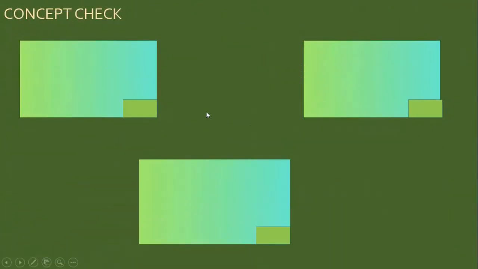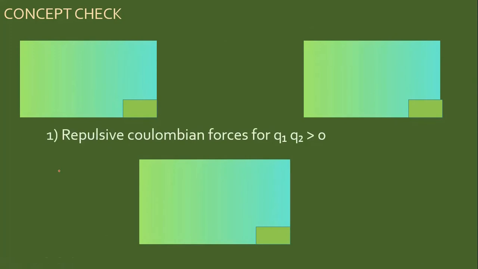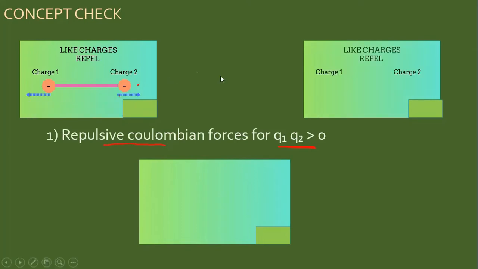Next we have the concept check. A general question that can be asked in the exam: the repulsive Coulombian force, that is, for Q1 Q2 of like charges, is always greater than 0. How can we represent this repulsive Coulombian force? If we have two like charges, that is two negative charges, this is the direction where the repulsive forces will be present. Similarly, we have another like pair, two positive charges. Repulsive Coulombian forces will always point opposite to each other. And the product Q1 Q2 will always be greater than 0.